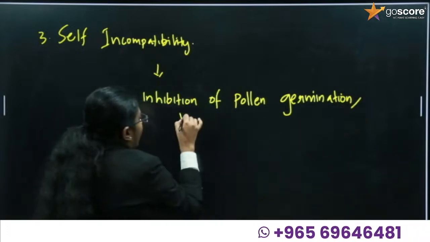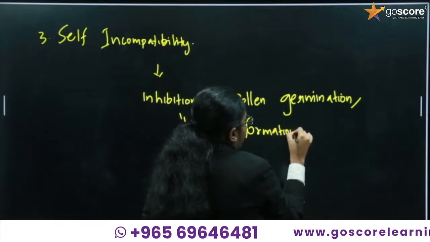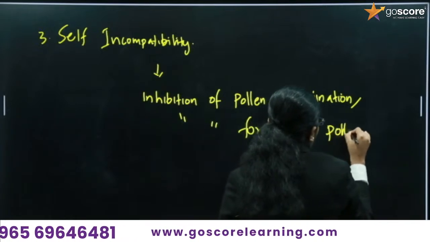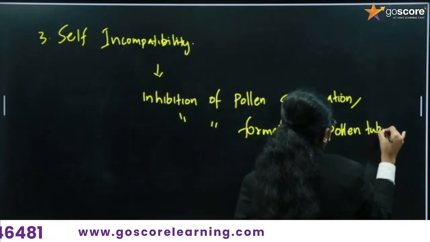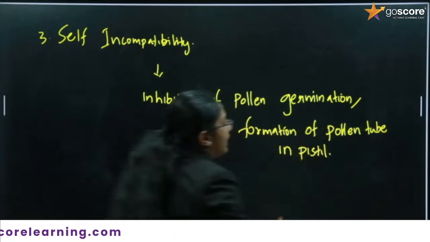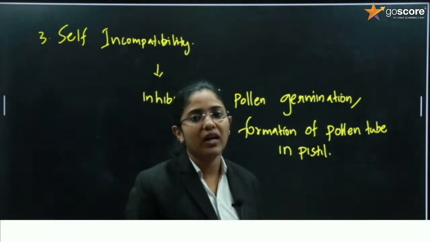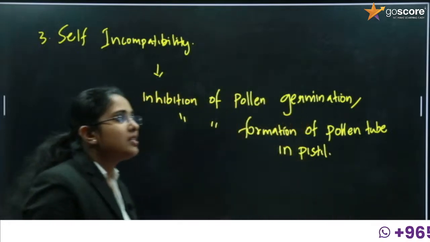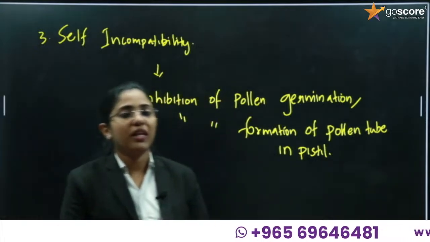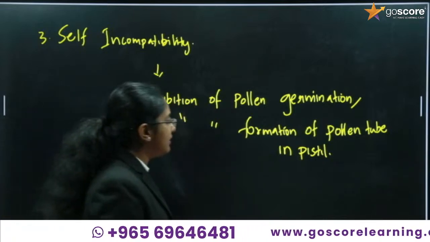the formation of pollen tube in pistil. So this is the third outbreeding device. What is the third outbreeding device? It is self-incompatibility. Self-incompatibility just means the inhibition of pollen germination or pollen tube growth inside the stigma. So these are the three different methods.